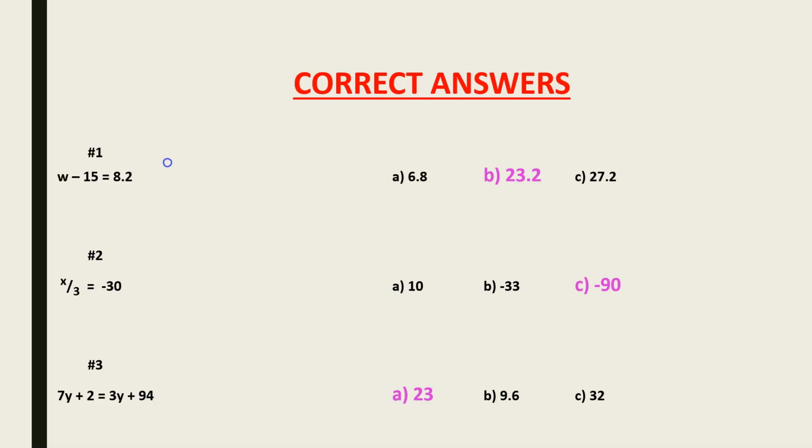7y minus 3y. This is the positive number, so we have to subtract. It will be 4y on the left side. If we have plus 2, we have to subtract 2 from both sides. It will be 4y equals 92. Now you have to apply the property of division. You have to divide both sides by 4. And as a result, you will have 23.